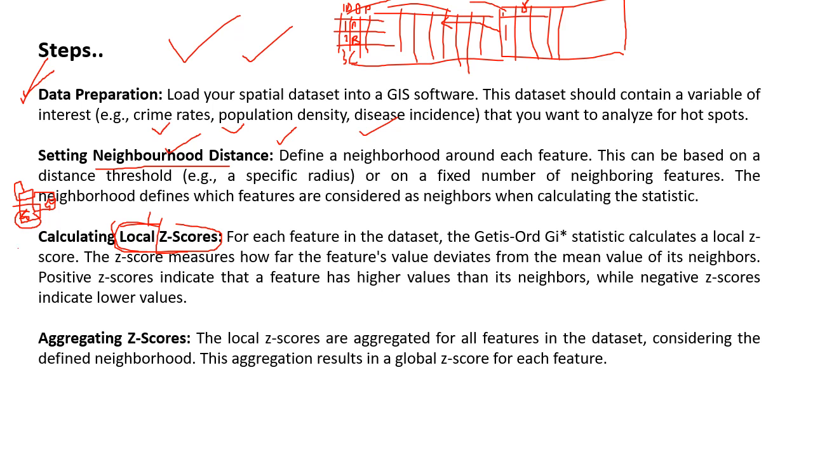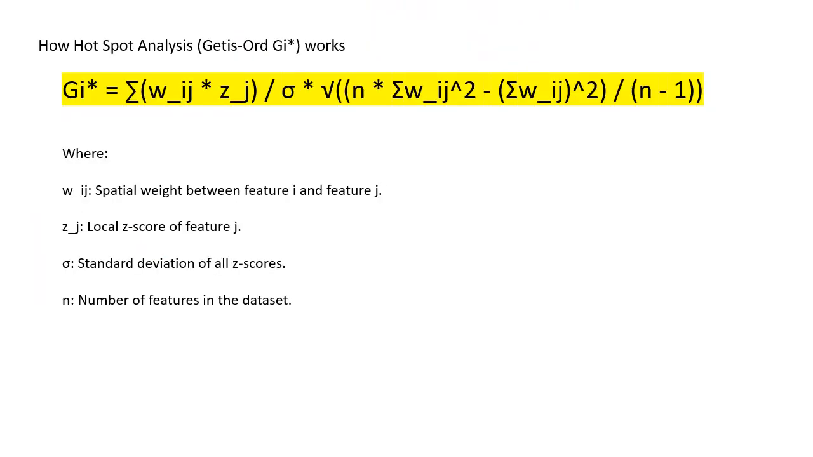Then this is all being done by the software. Aggregating the z-score is also done by the software. Now I can explain it here better. This is the name, which is pronounced as Getis-Ord Gi star. This is known as Gi star. Gi star is nothing but a local z-score.